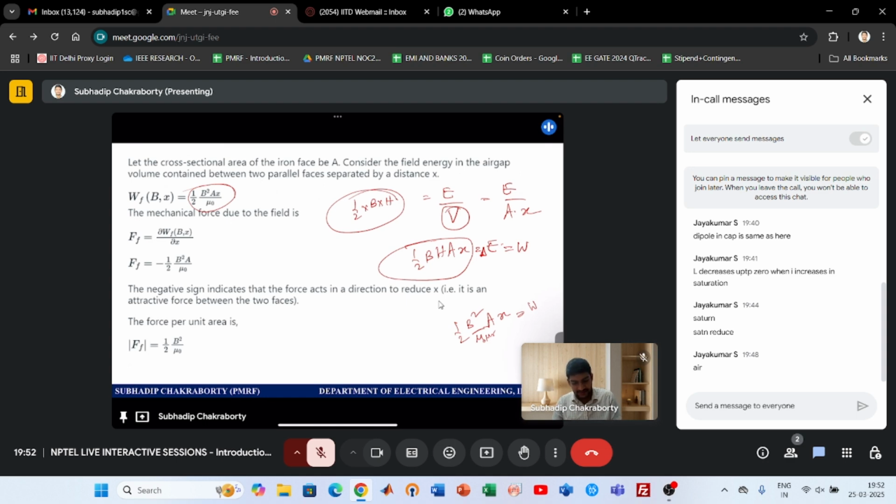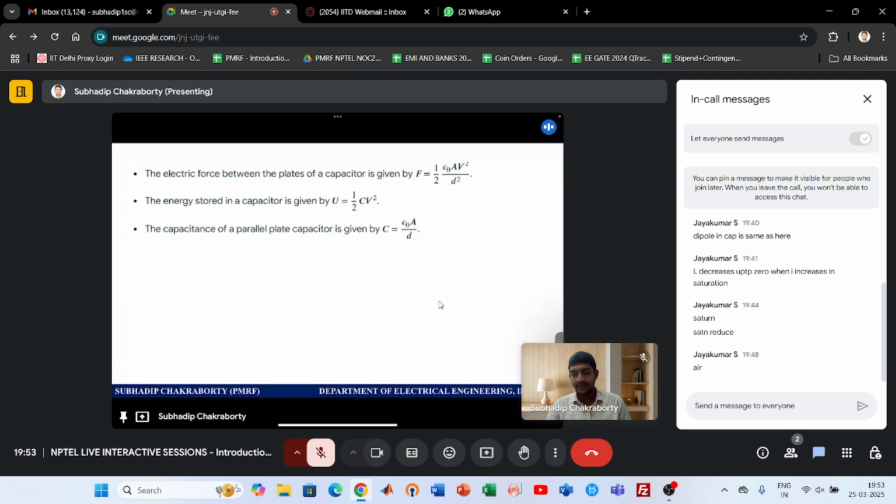And you can just differentiate it with respect to X to get half B square by mu 0 mu r into A. And this is the force. And force per unit area, I told you, B square by 2 mu 0 mu r. That is what is written here, right? So force per unit area, you got the definition of the formula, right?